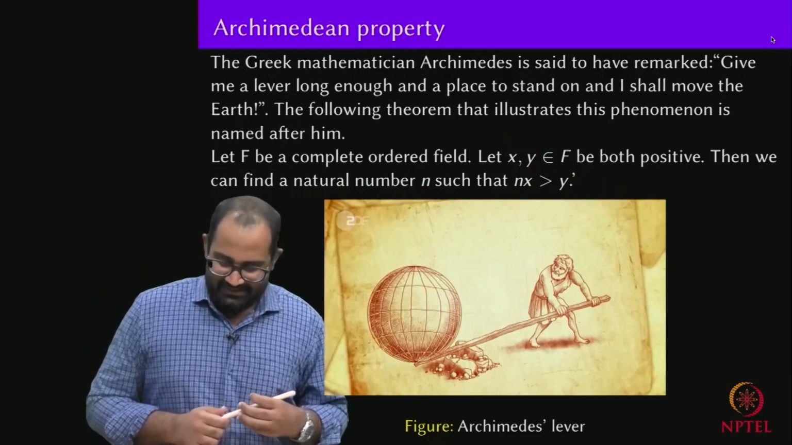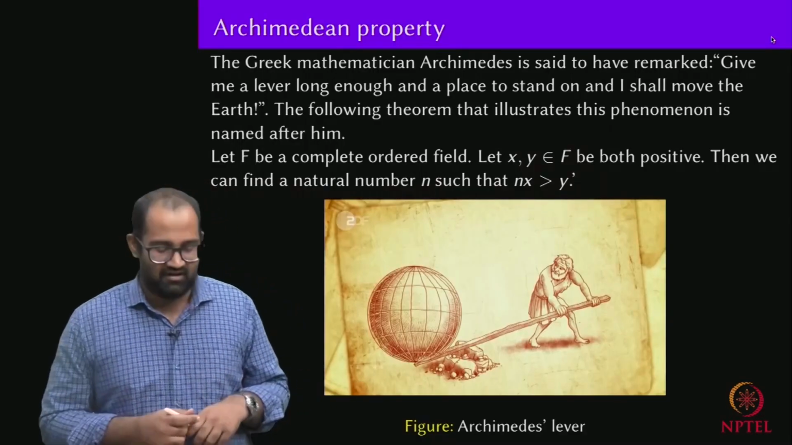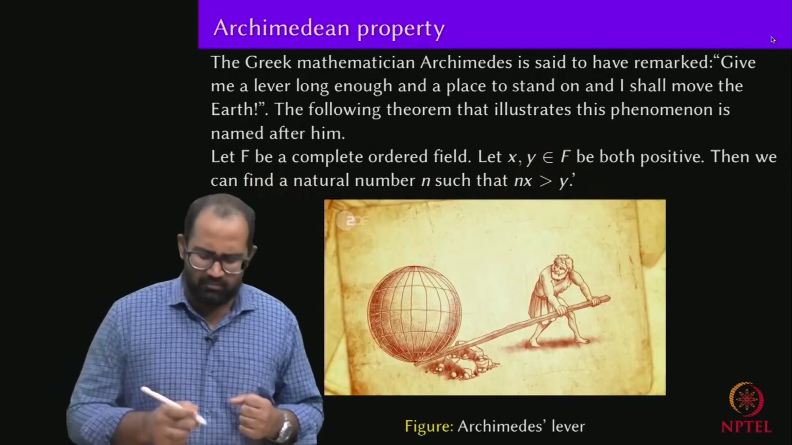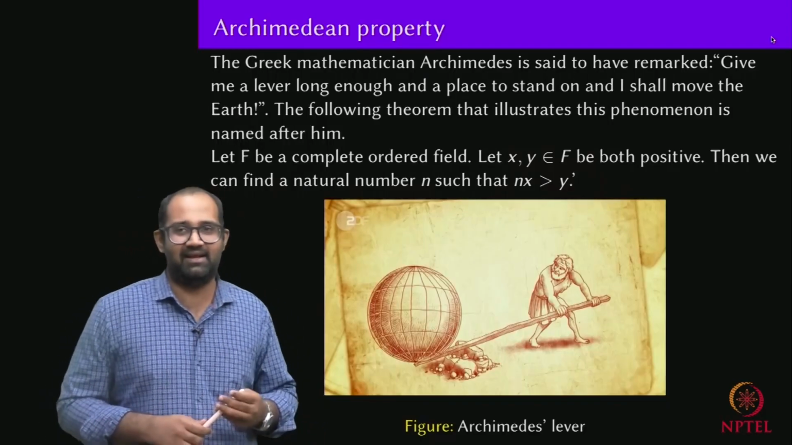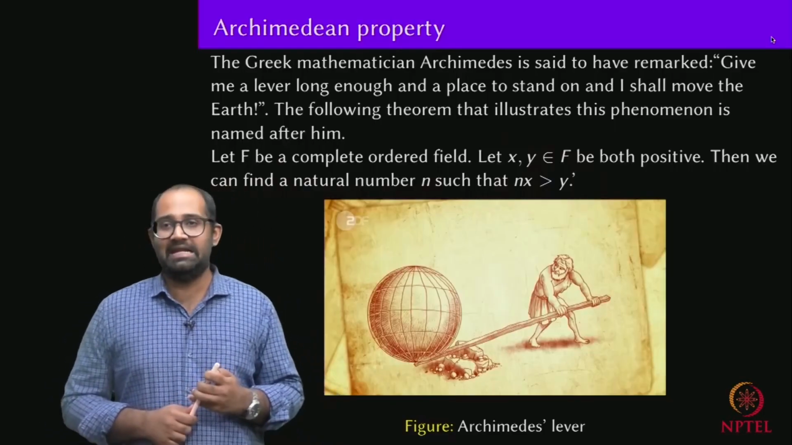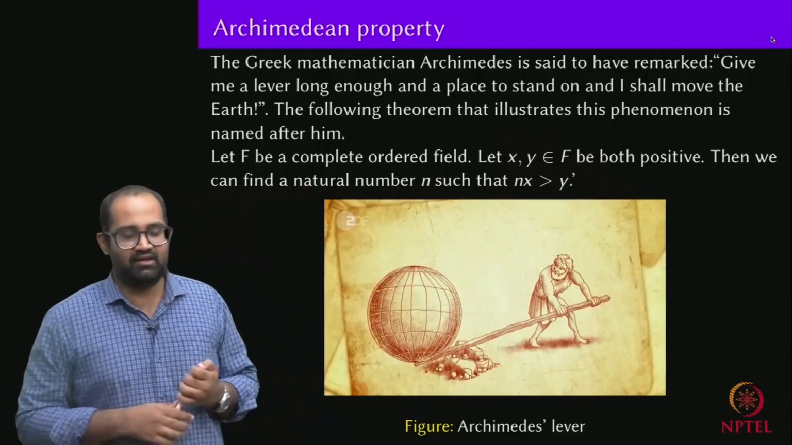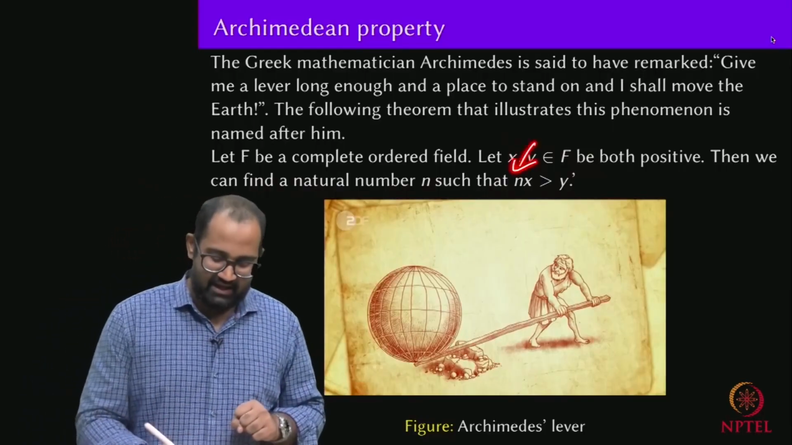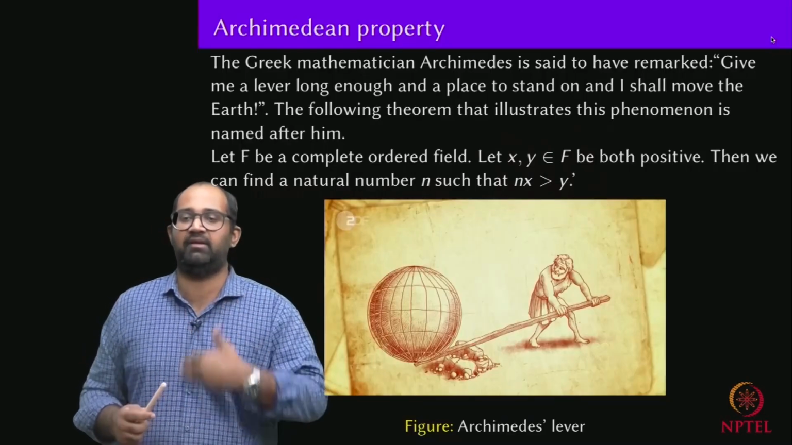Now the eagle-eyed reader, or listener in this case, might object. How can you multiply a natural number with an element of a field? That doesn't really make any sense. Well, as we have mentioned, the natural numbers are contained in every single ordered field. In fact, the rationals are always contained in every single ordered field. So it does make sense to say nx, or you could also take it as a shortcut for x plus x plus x, n times.